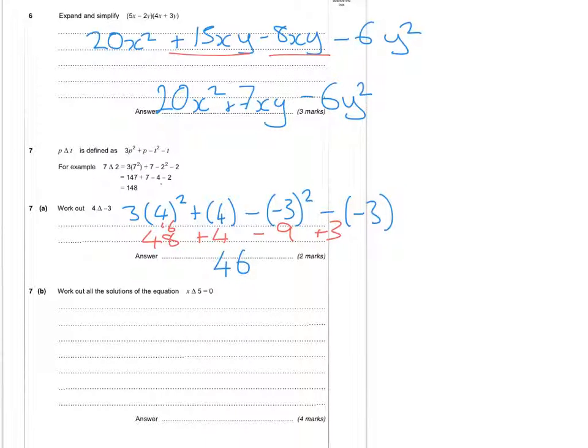Work out all the solutions of the equation x triangle 5 equals 0. So 3x squared plus x minus 5 squared minus 5. So that is 3x squared plus x minus 25 minus 5 is minus 30 equals 0.